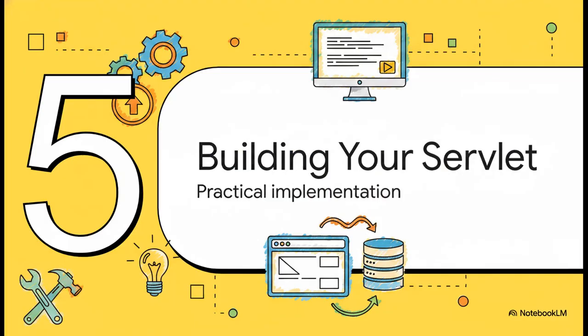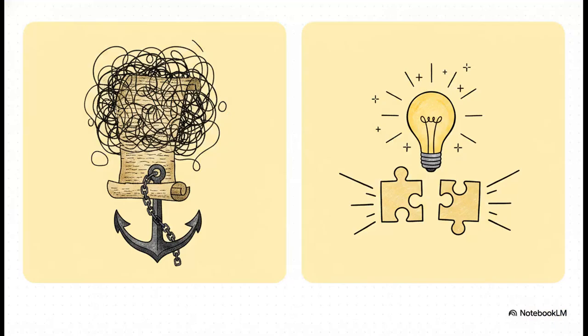Section 5. Building your first servlet. Practical implementation in NetBeans. Historically, connecting Java code to a web URL was honestly a bit of a tangled mess. Developers had to rely on clunky XML configuration inside that web.xml file just to map URLs to specific servlet classes. It really dragged you down.